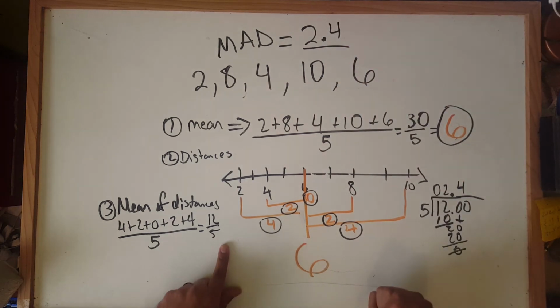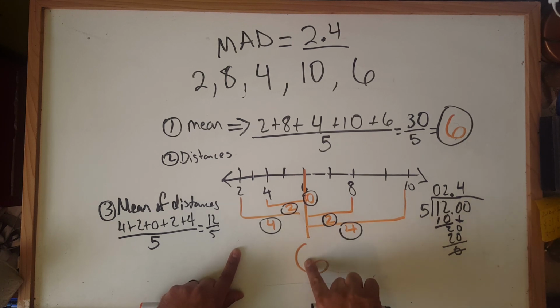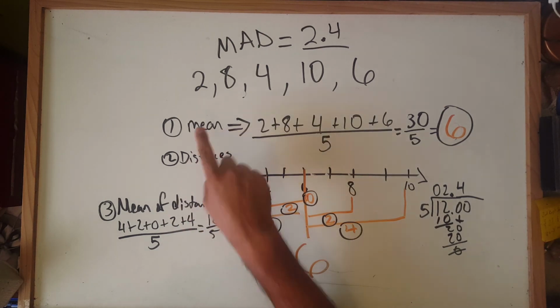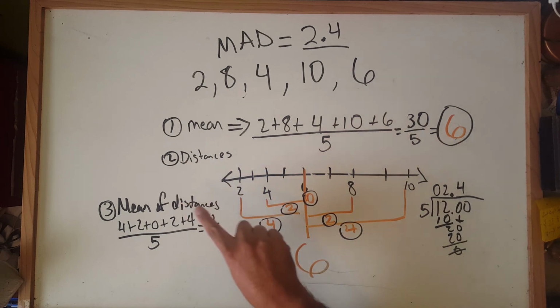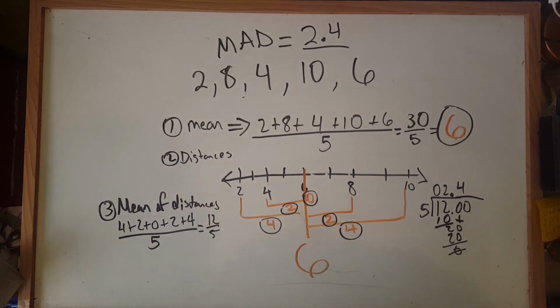So the average distance from all these numbers to the 6 is going to be 2.4. And that's how you find mean absolute deviation. You find the mean first, you find the distances, and then you find the mean again, but this time of the distances. And that's it. That is mean absolute deviation. Pretty easy stuff.